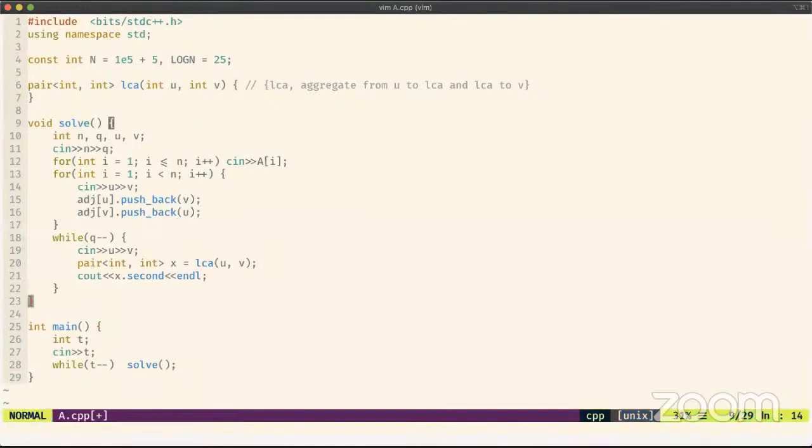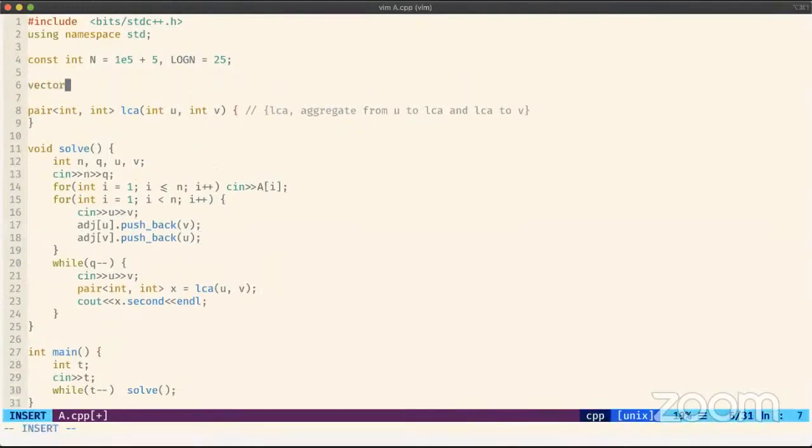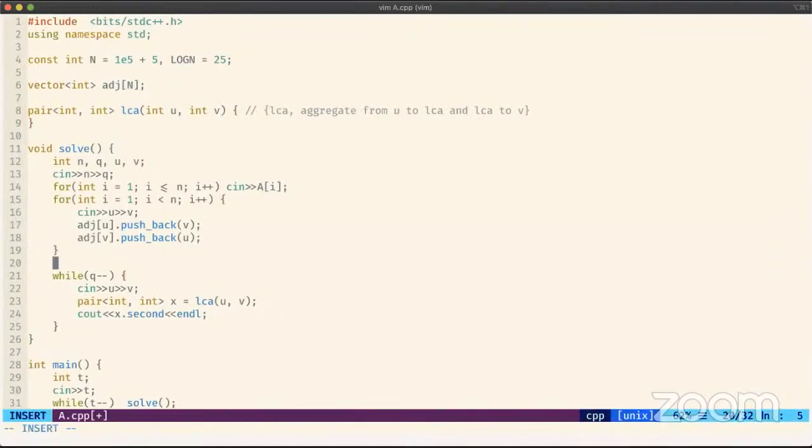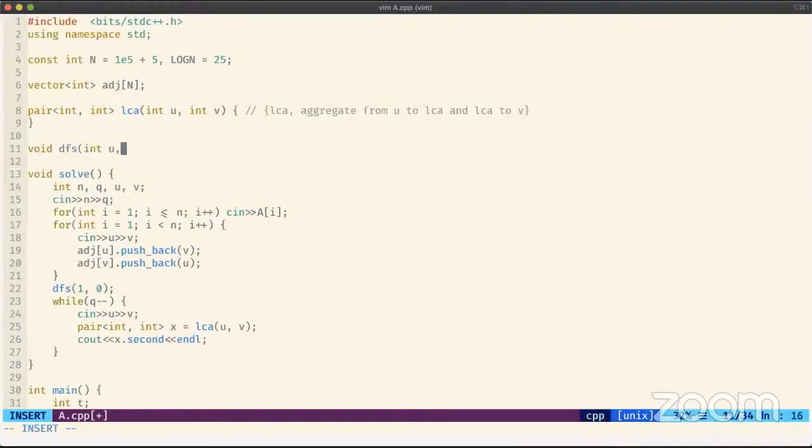Everyone can see what I'm trying to do, right? I've created an adjacency list. I'm filling the adjacency list with the tree's information, whatever I get. And then I'll do a DFS from node one. The nodes are labeled, I'm assuming, one to something. Yeah, the nodes are labeled one-based. So now I'm doing a DFS. In the DFS, notice what all information I'm trying to keep.